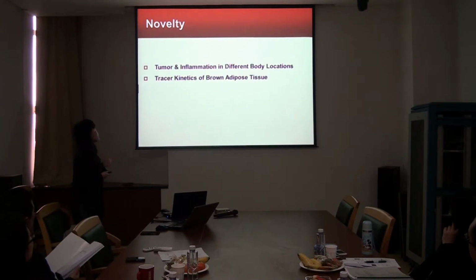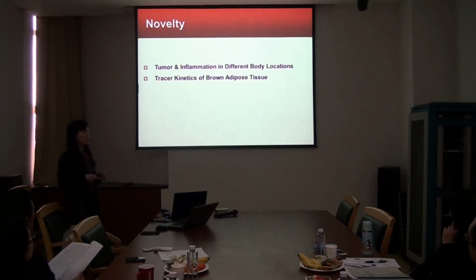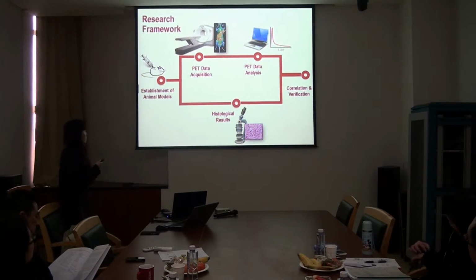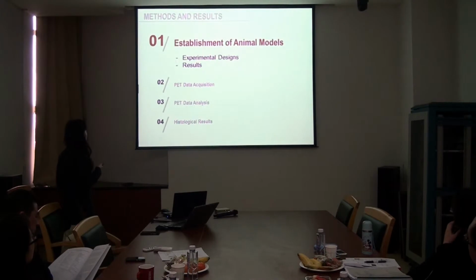So here's our novelty. The first one is that previous research didn't put emphasis on the importance of body locations, so we need to observe the influence of body locations on certain parameters. And the second one is that previous research didn't focus on the tracer kinetics of brown fat, so we observed the tracer kinetics of brown adipose tissue. So after introducing what the problem is and why it's important, I'm going to introduce our methods and results in detail. According to the research framework, our first step is the establishment of animal models.